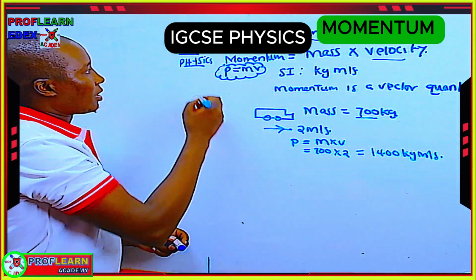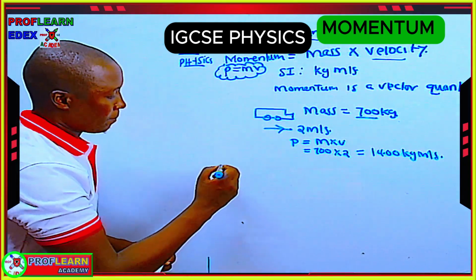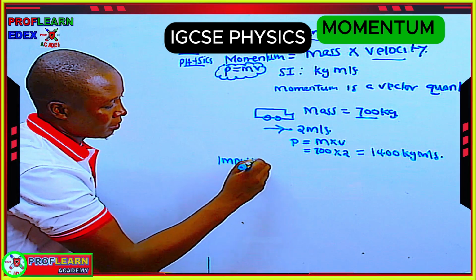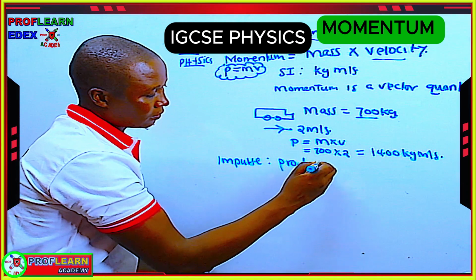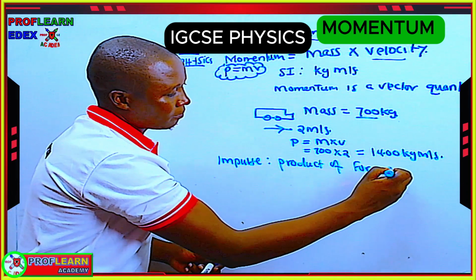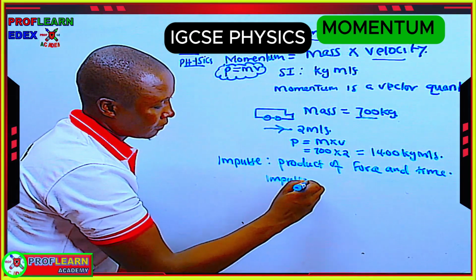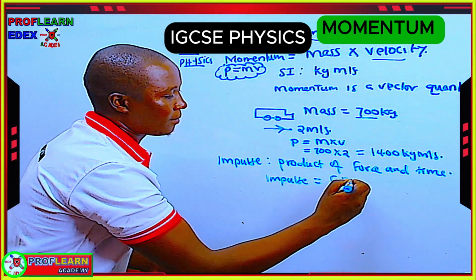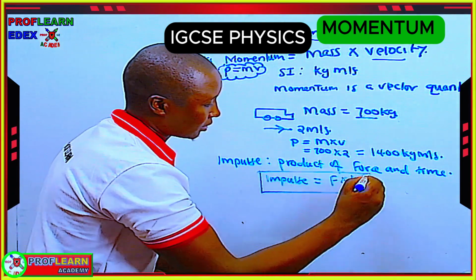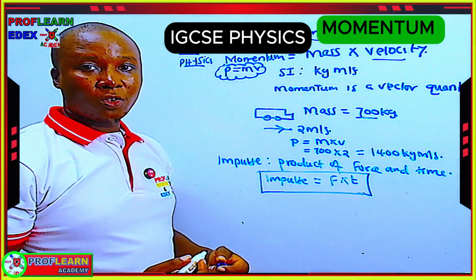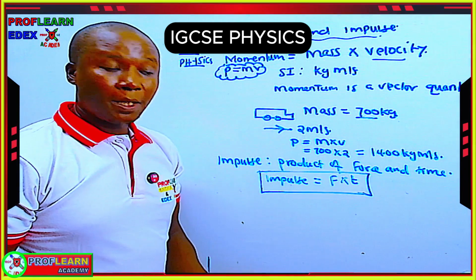Then in IGCSE physics, the other concept that we are going to learn is what we call impulse. Impulse is a product of force and time. So impulse is equal to force times time. That is the formula we shall be using when calculating impulse. When a force acts on a given object for a short period of time, we are able to work out the impulse for that case.